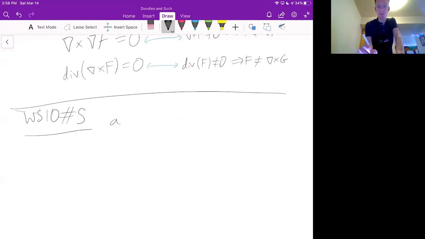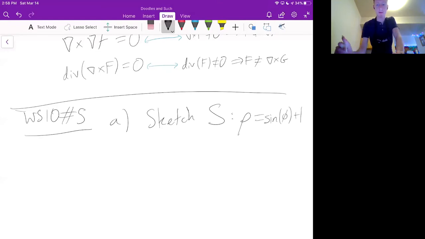Let's look at this problem. Part A, sketch the surface S, which is the surface defined by rho equals sine phi plus 1.